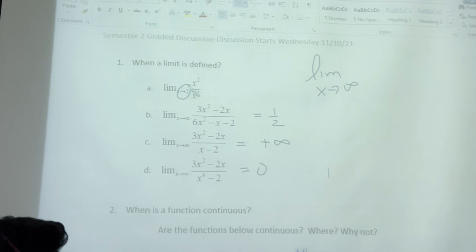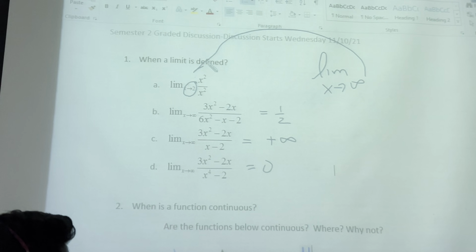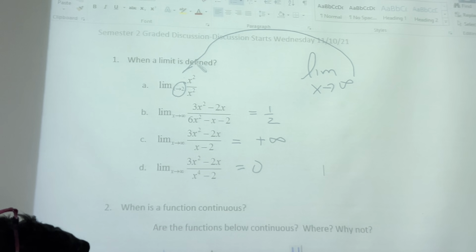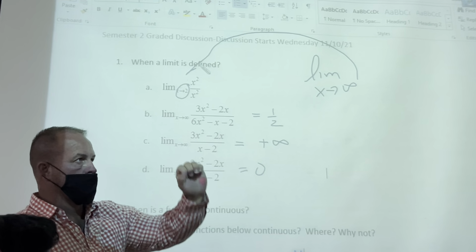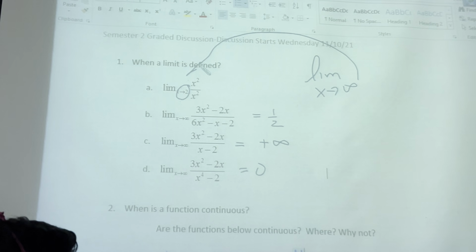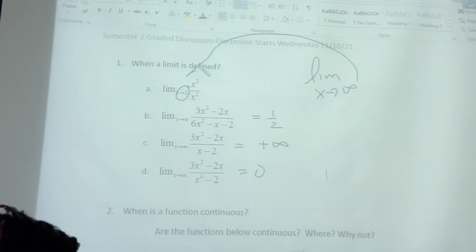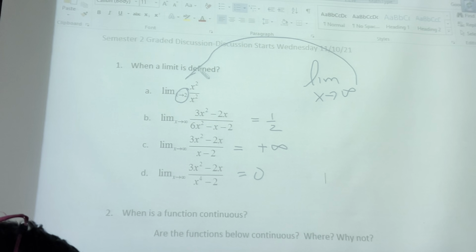We cannot use this rule because it does not go to infinity. So all we have to do is put in 2. 2 squared over 2 squared is 4 over 4. The answer is 1. I'm not going to answer questions at this point in time. Put a star by it if you have to. Okay?